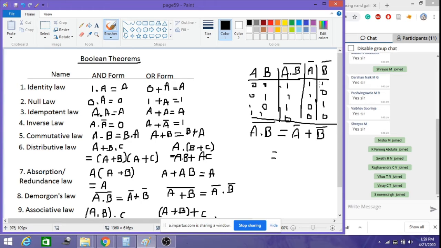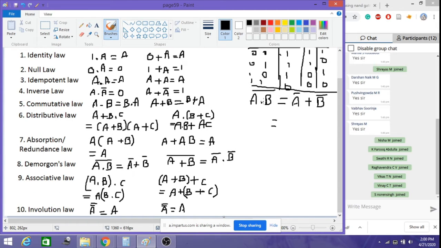Now when we add this, what do we get? 1 plus 1 is 1. 0 plus 1 is 1. Now 0 plus 1 again 1. 0 plus 0 will get 0. So now when we compare this, it is the same thing. So A into B bar is equal to A bar plus B bar. Now in terms of OR form, this can be written as A plus B whole bar is equal to A bar into B bar. It means the complement of OR results in the product of the individual complement terms.